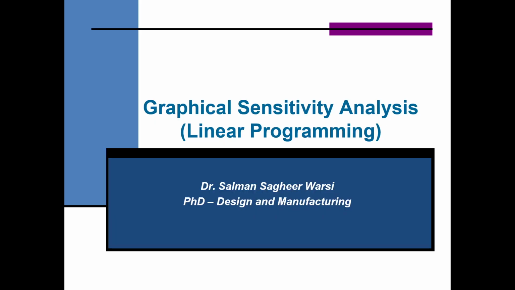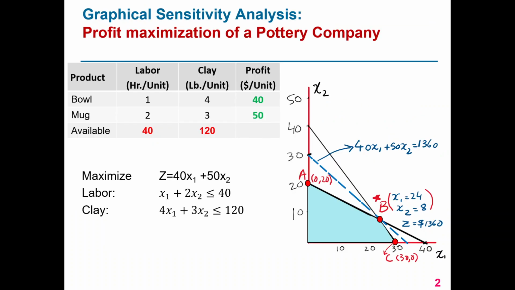This is my second lecture on graphical sensitivity analysis. Previously, we discussed the problem of a pottery company which was aiming to maximize the profit with some available resources. And we found out through our graphical method that point B is optimal, having x1 equal to 24 and x2 equal to 8 and a profit of $1,360.